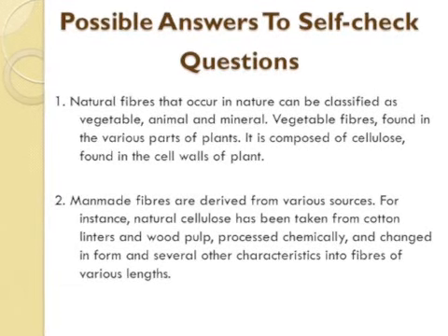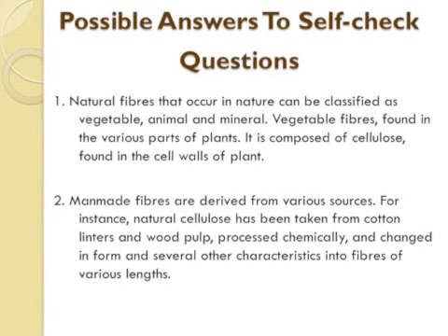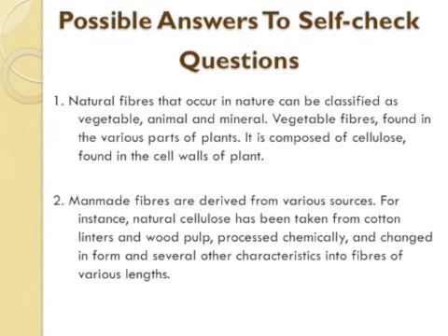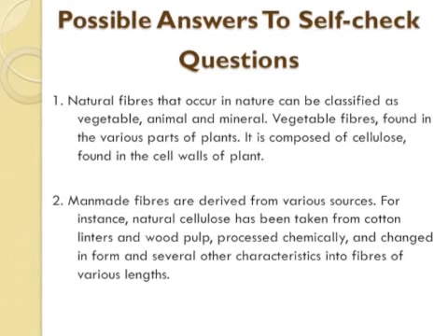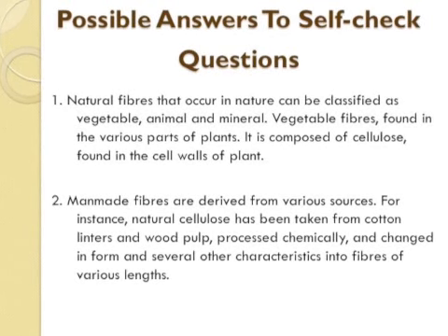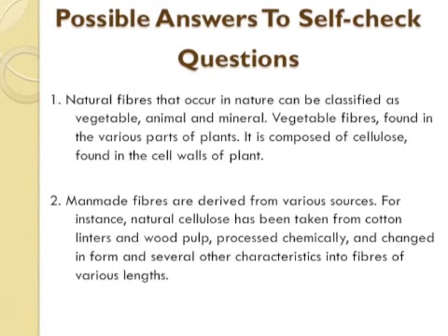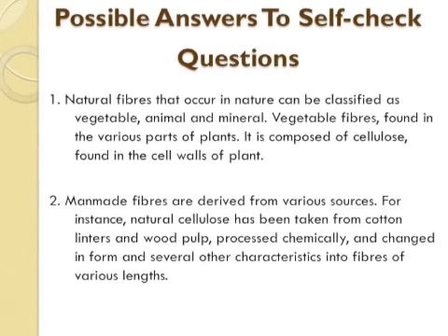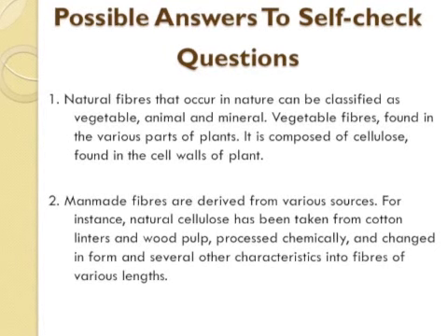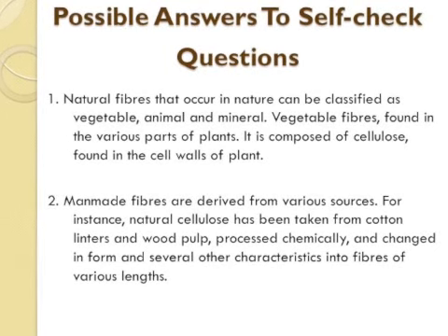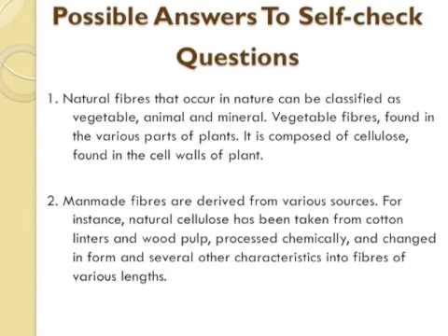First, the question was on natural fibers. The answer: natural fibers that occur in nature can be classified as vegetable, animal, and mineral. Vegetable fibers are found in various parts of plants. They are composed of cellulose found in the cell wall of the plants.